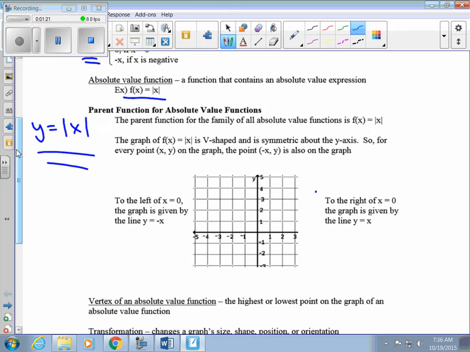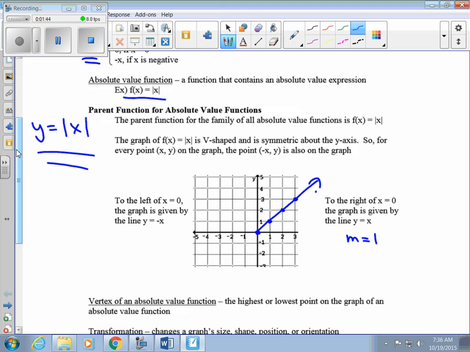Well, think about it this way. Put in 0, we get 0. Absolute value of 0 is 0. Put in 1, absolute value of 1 is 1. So put in 1, we get 1. Put in 2, absolute value of 2 is 2. Put in 3, we get 3. And so if we notice, we graph this side. The right side has a slope of 1.